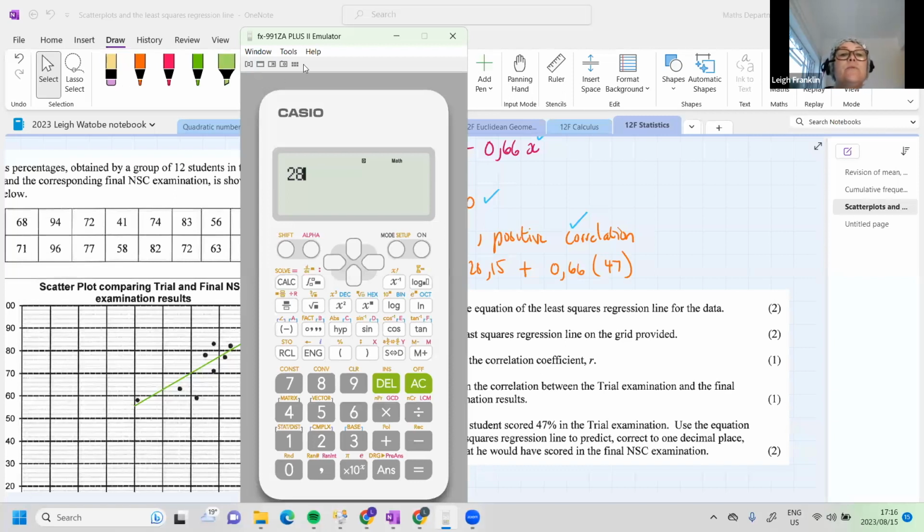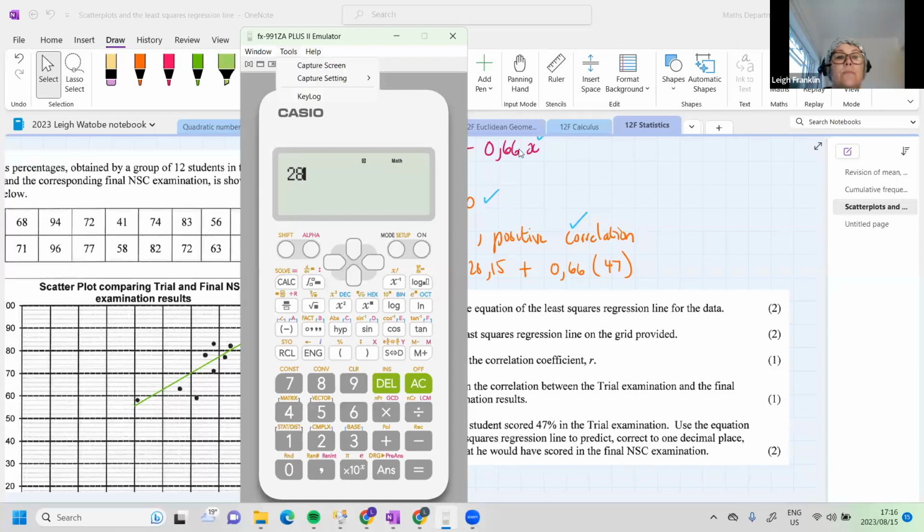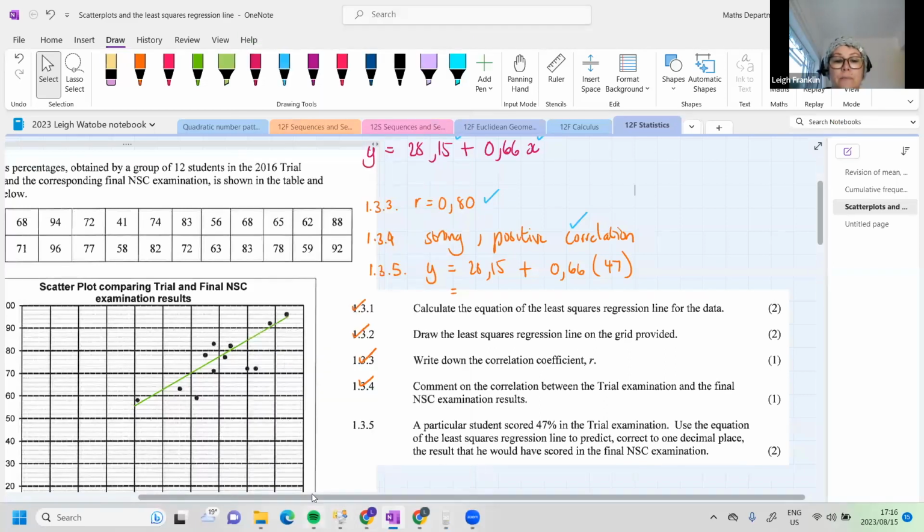Sorry, let me just move. I just want to move the calculator over. Come, calculator.